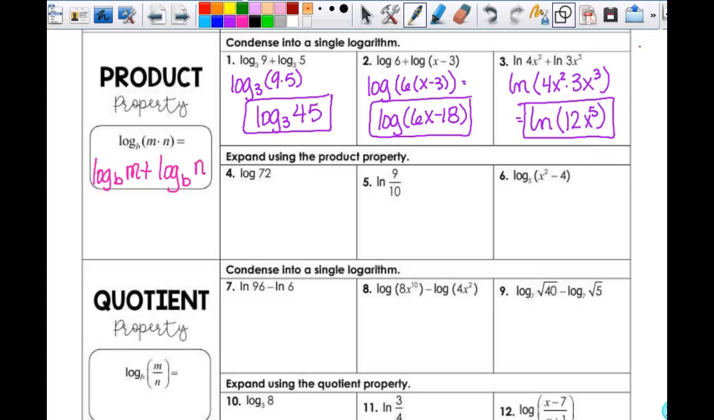Okay, so now we have condensed. Now we're going to expand. This is log base 10 of 72. So I can actually expand this in a few different ways. I don't have anything specific I have to do because there are different things that multiply to give me 72. We'll go with 8 and 9. So this can become log of 8 plus the log of 9.